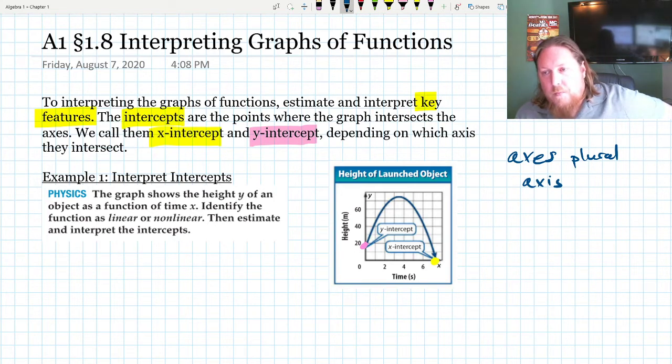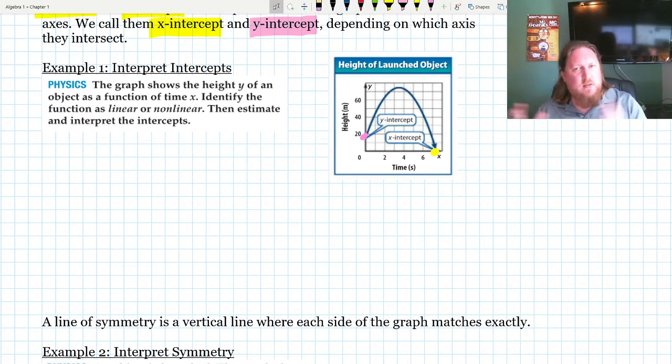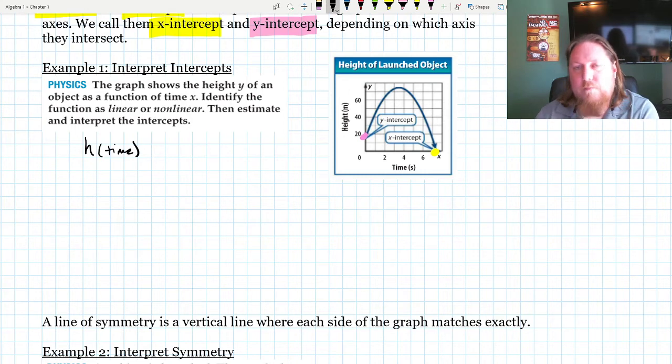But now let's interpret these intercepts. So what does this graph show here? Something about physics, all right? So that usually gives us some broader context. Now let's get the context down. The graph shows the height y of an object as a function of time. So if you think about it here, it's the height as a function of time. Identify the function as linear or nonlinear, then estimate and interpret the intercepts.